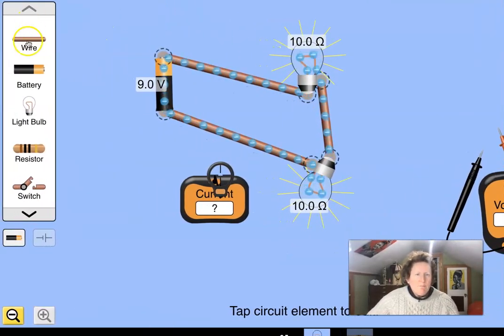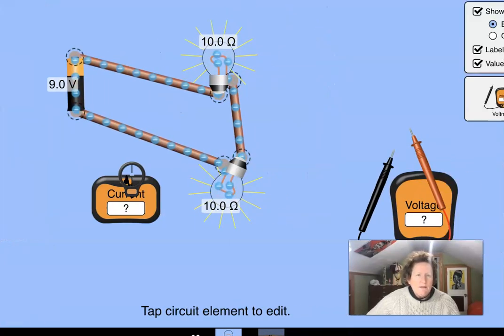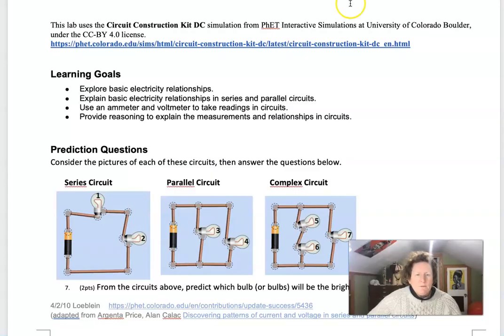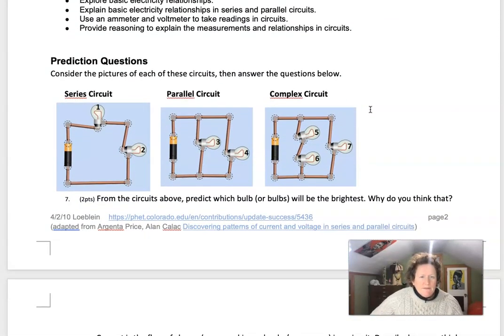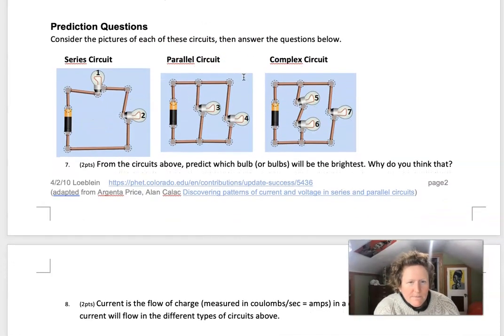You have your parts to build your circuits over here on the left-hand side. And let's see what we need to do first here. First, we need to make some predictions. Consider the pictures of each of these circuits and then answer the questions below.